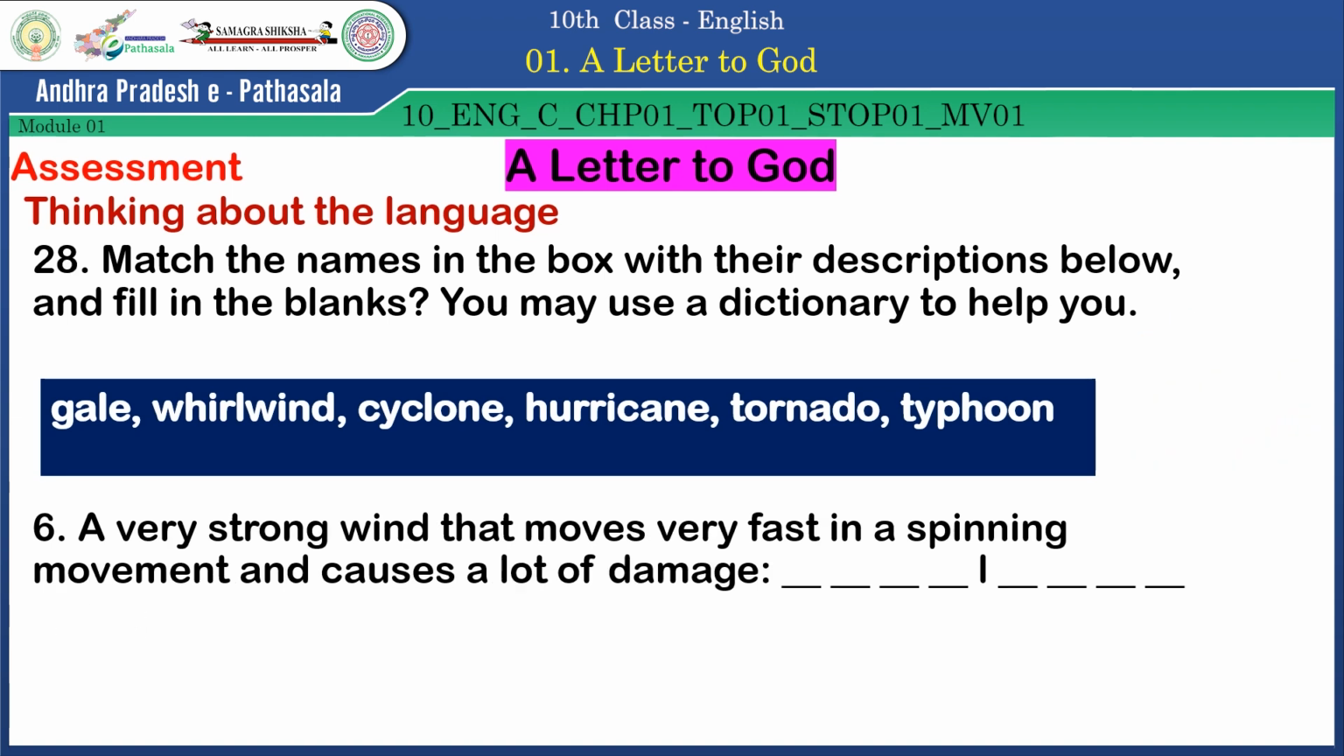One more question of matching the names in the box with their descriptions: a very strong wind that moves very fast in a spinning movement and causes a lot of damage. What's the name given to it? Yes, the right option is whirlwind. A very strong wind that moves very fast in a spinning movement and causes a lot of damage. Whirlwind. Here come stars for you. Well done.